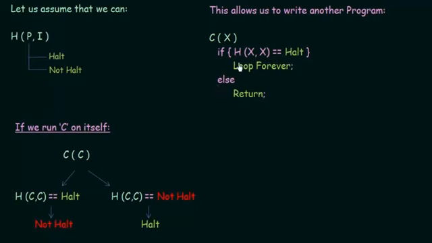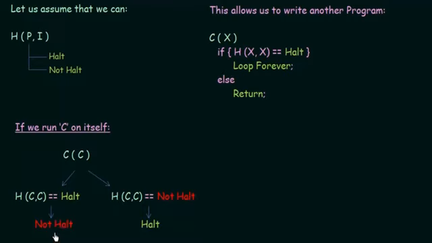The else part says that if H of xx does not halt, so instead of x we have C, so H of cc does not halt, then we return something. And by returning we mean that this is not an infinite loop, it is something that will halt. So this return part means it will halt. Now again we have a contradiction. When we run C on C itself, and it halts, H is telling me that it does not halt. So again I see that H is wrong.